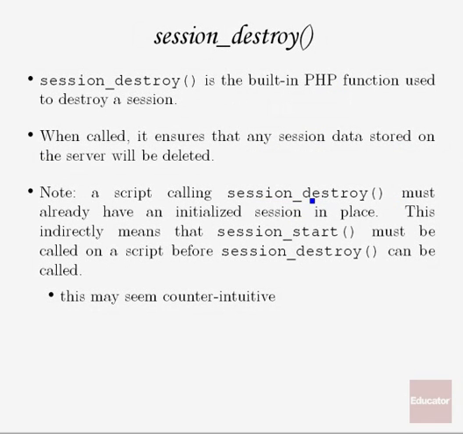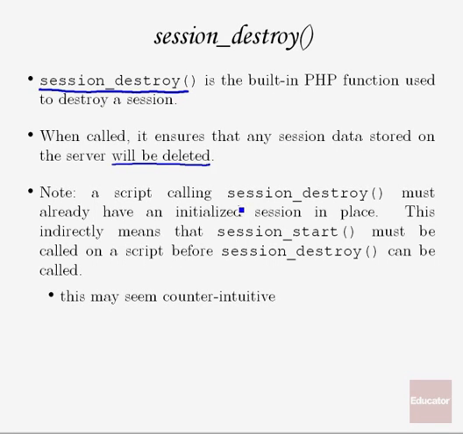So PHP provides the session_destroy method that is used to destroy a session. Basically what it does is it ensures that any session data stored on the server will be deleted. So all of those session files that we had looked at in previous lessons in the temp directory, named sess_ and then the unique session ID, when session_destroy is called, it deletes that session file, so that data is no longer accessible.